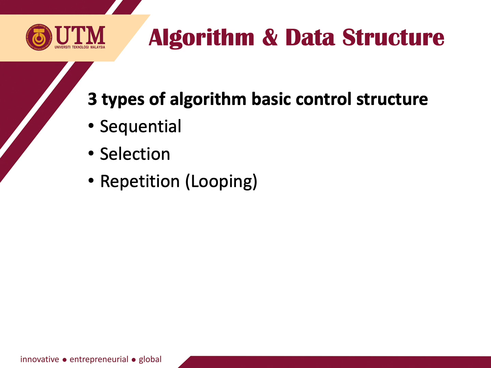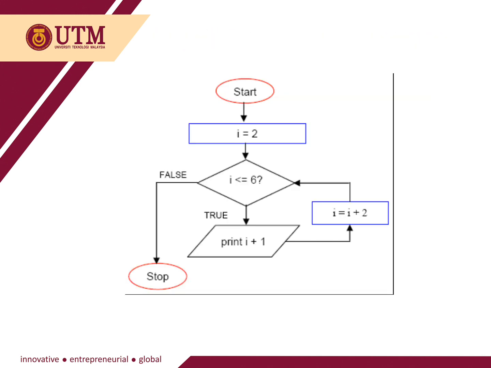Repetition is a looping process. So this is an example of the looping process. We start the program, we initialize it, i is equal to 2, and then this is the looping process. As long as i is less than or equal to 6, the condition will be true. If i is more than 6, it will stop. So this is an example of repetition.